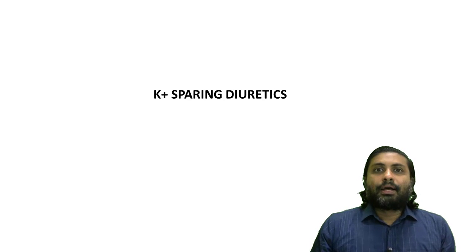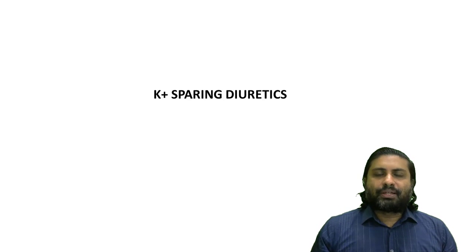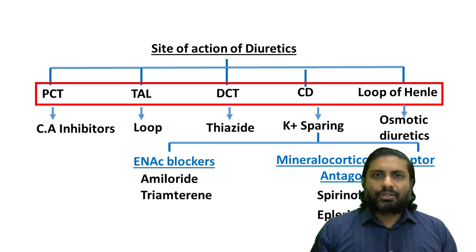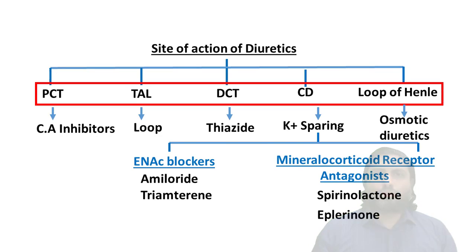Right. Now we come to the potassium sparing diuretics. As we discussed earlier, the potassium sparing diuretics may be classified broadly into two: the epithelial sodium channel blockers and the mineralocorticoid receptor antagonists. Let us take a closer look at the mineralocorticoid receptor antagonists first.